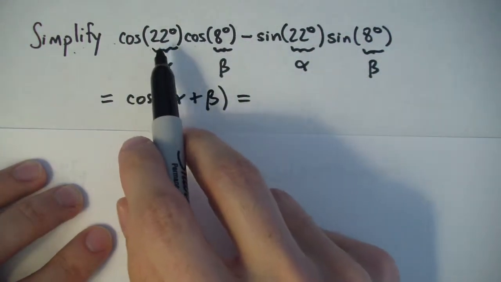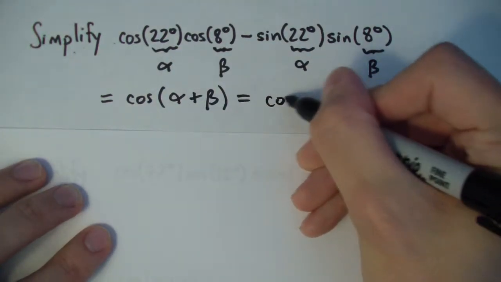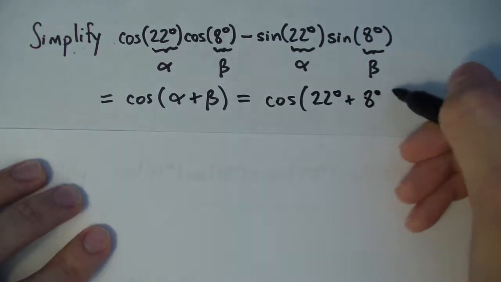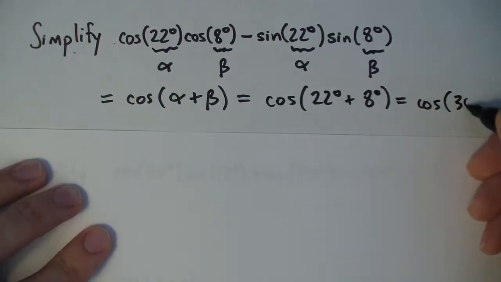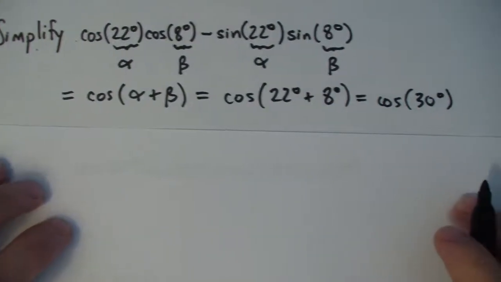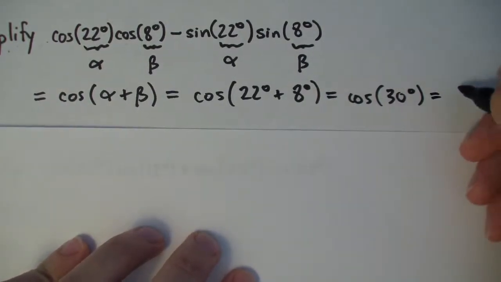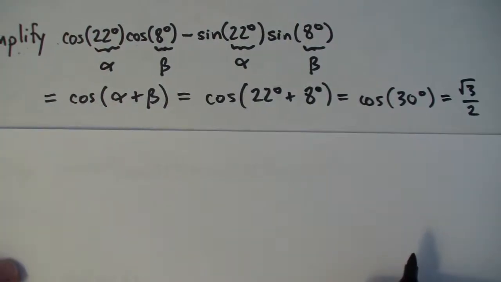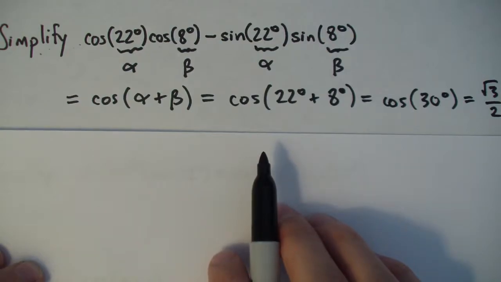And in this case, our alpha is 22 degrees and our beta is 8 degrees. So this is cosine of 22 degrees plus 8 degrees, which is cosine of 30 degrees. And we know what cosine of 30 degrees is. It's root 3 over 2. So that is how we can simplify an expression that otherwise looks like we wouldn't know how to do it.